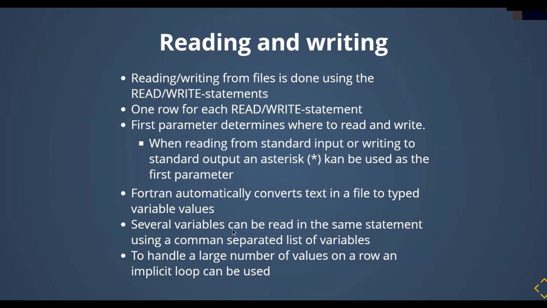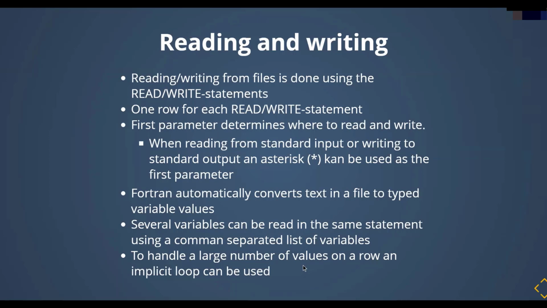Fortran also automatically converts text. So when you write floating point values, the conversion to strings is handled automatically. You don't have to explicitly convert to a string before writing, as you have to do in Python. In Fortran, that will be taken care of automatically. You can also read several variables at the same time in a single statement, and then you separate the values in the file with commas. And the decimal point is always a dot. So there is no comma in the decimal. There's always a dot in Fortran.